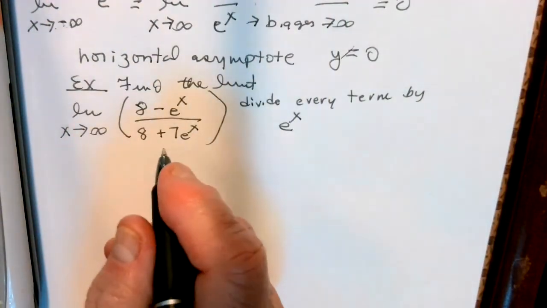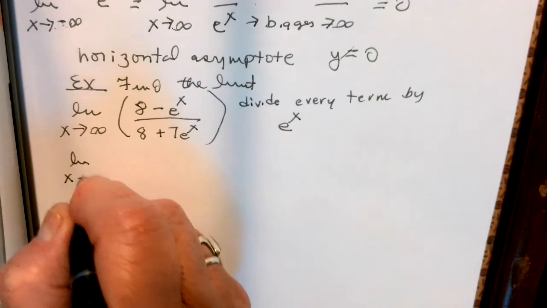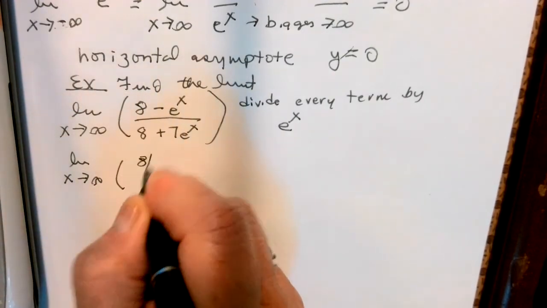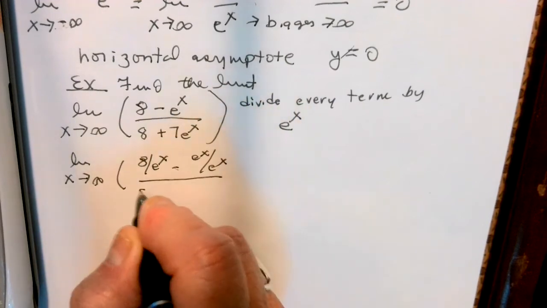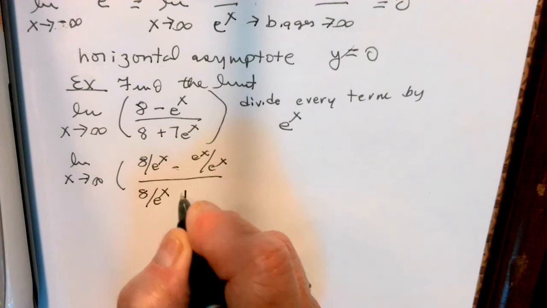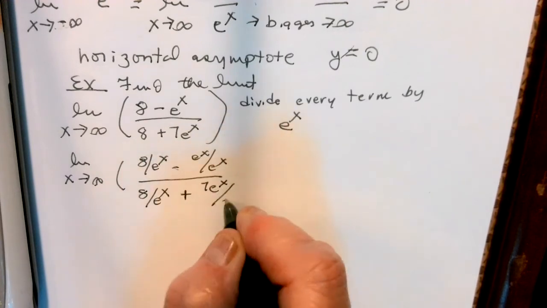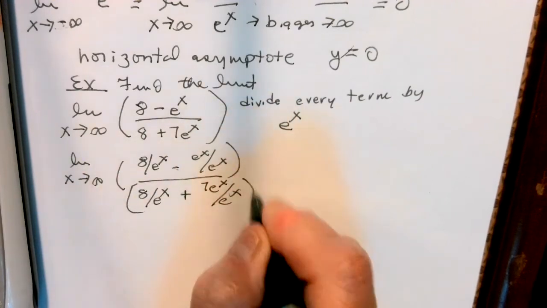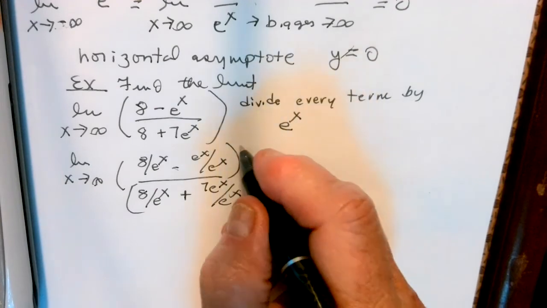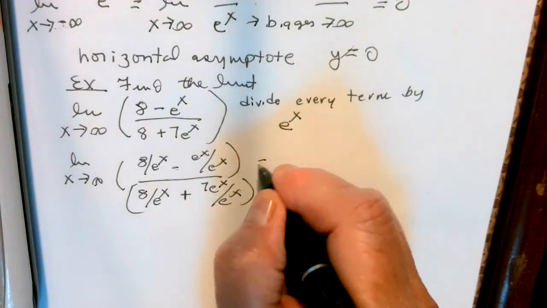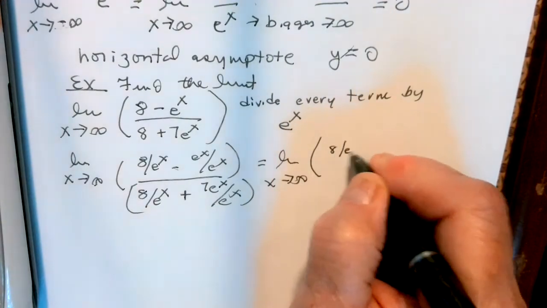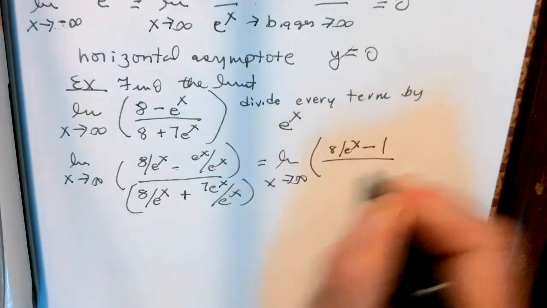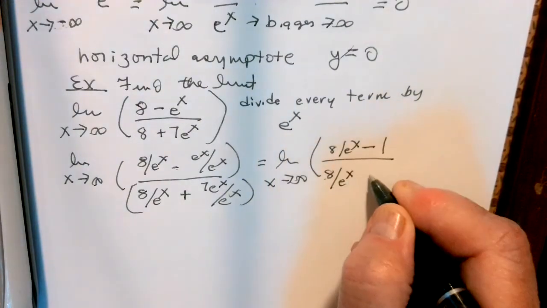So if I were to actually go and do that, I would have the limit as x goes to infinity of 8 divided by e to the x, minus e to the x divided by e to the x, over another 8 divided by e to the x, plus 7 e to the x over e to the x. Finish my parentheses. Okay, so what we've got here, we've got 8 over e to the x. This will become a 1. We've got 8 over e to the x, and this will become a 7.